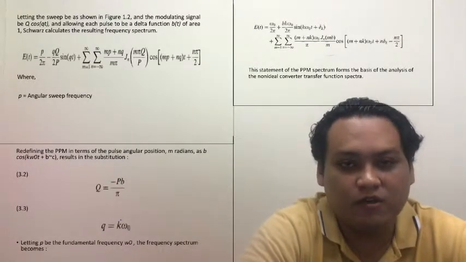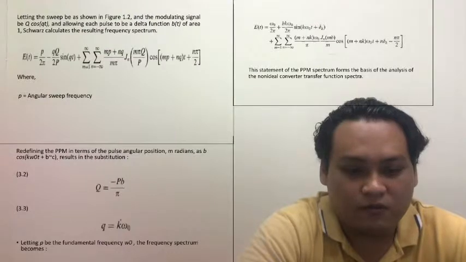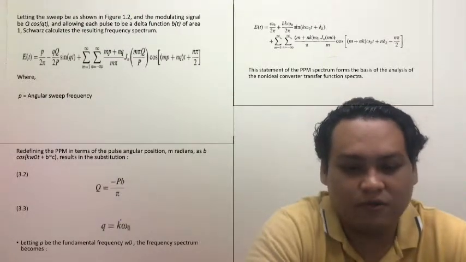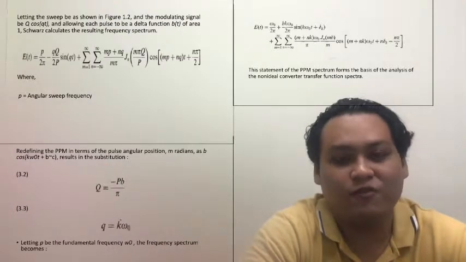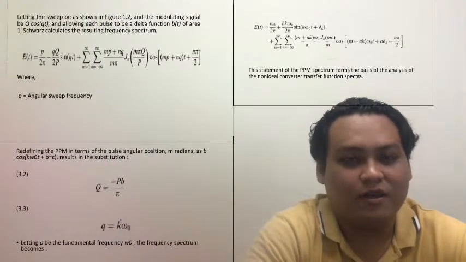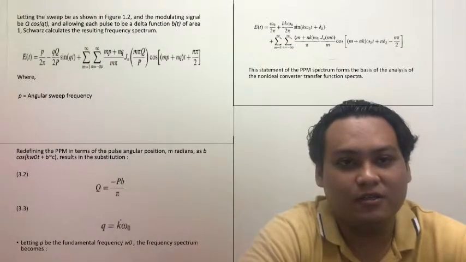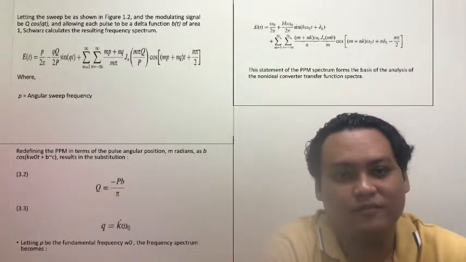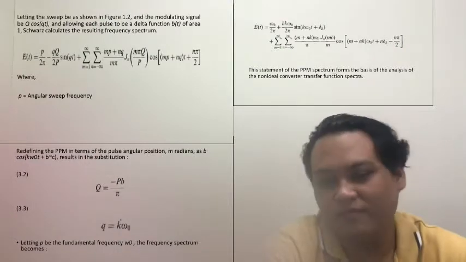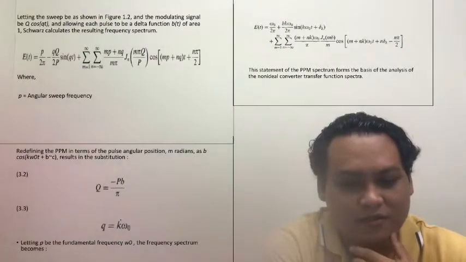This is the formula of the frequency spectrum. You can see where P is the angular sweep frequency, and this is the sawtooth waveform signal. You can see.